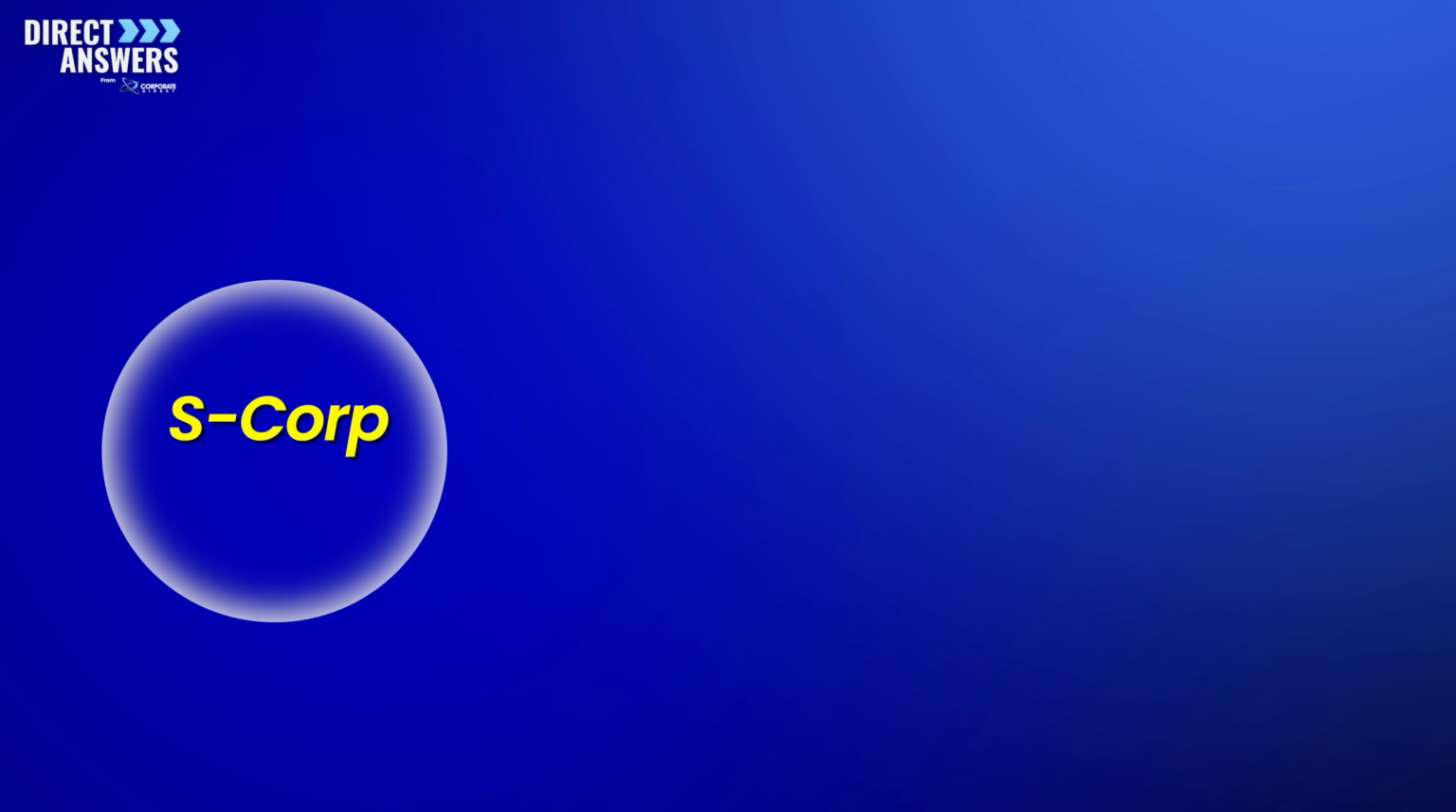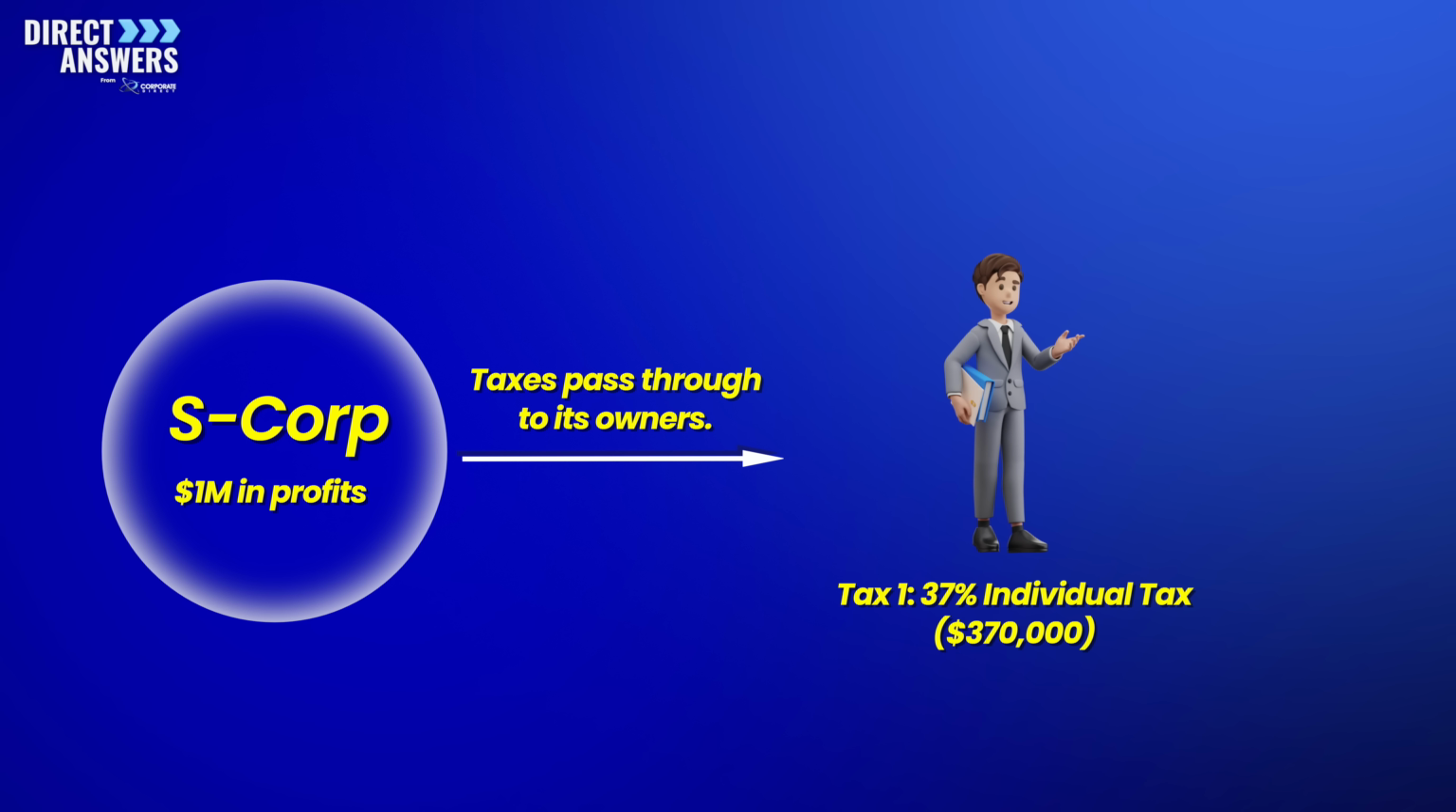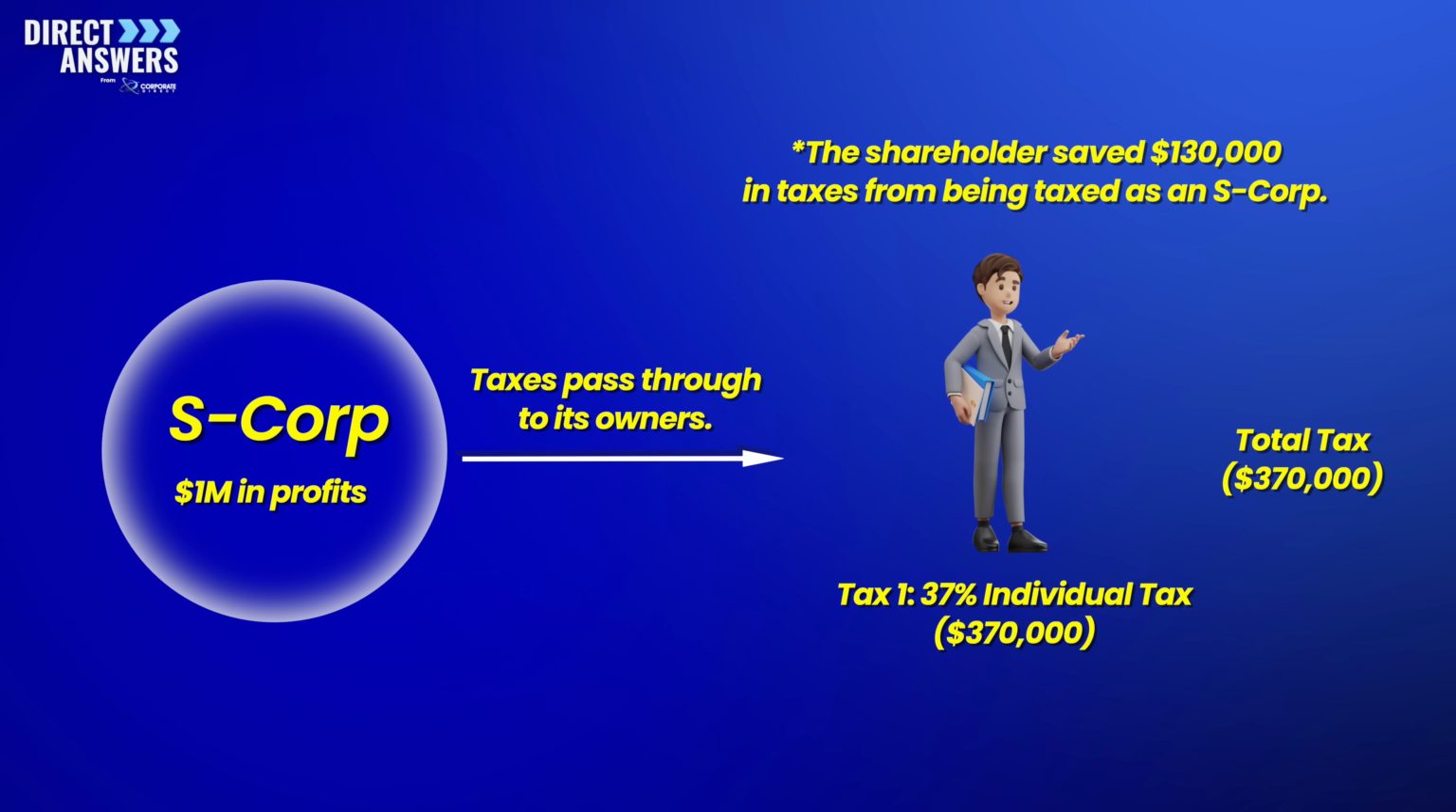Now let's say that you have the same corporation, except this time it's taxed as an S-corp. Well, in this case, the $1 million in profits pass through onto the shareholder's individual tax return. And here, the shareholder only pays one tax at the individual level. And in this case, the shareholder would be paying 37%. And as such, they would have to pay $370,000 in taxes. So with that S-corp, the shareholder saved $130,000 in taxes from being taxed as an S-corp.